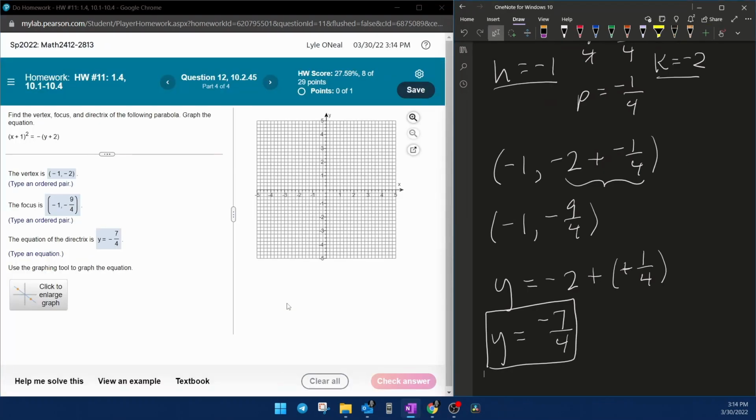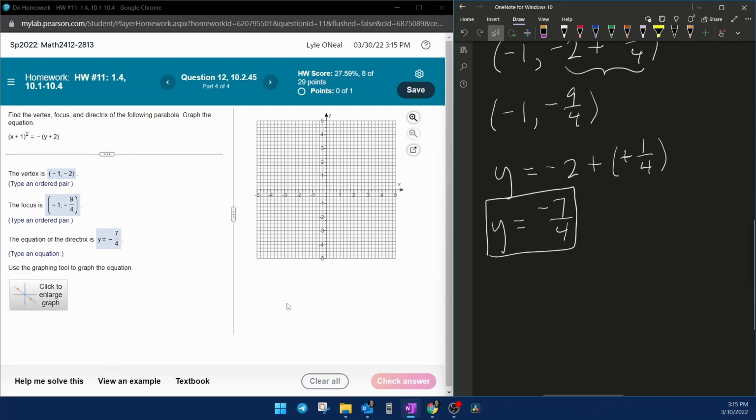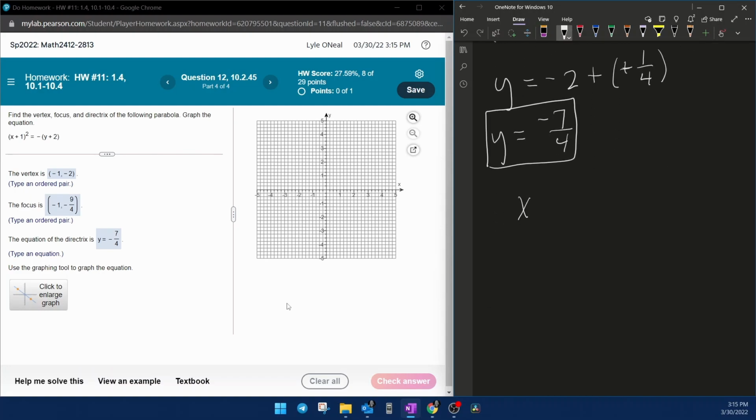And the last thing in this problem we need to do is graph. And to use the graphing tool in MyLab Math, we're going to need the vertex, which we do have, and another point on the parabola. And so what I'm going to do is I'm going to come down here and make a little table. Knowing that our equation is (x plus 1) squared equals negative (y plus 2), I'm going to pick a value for x and solve for y.